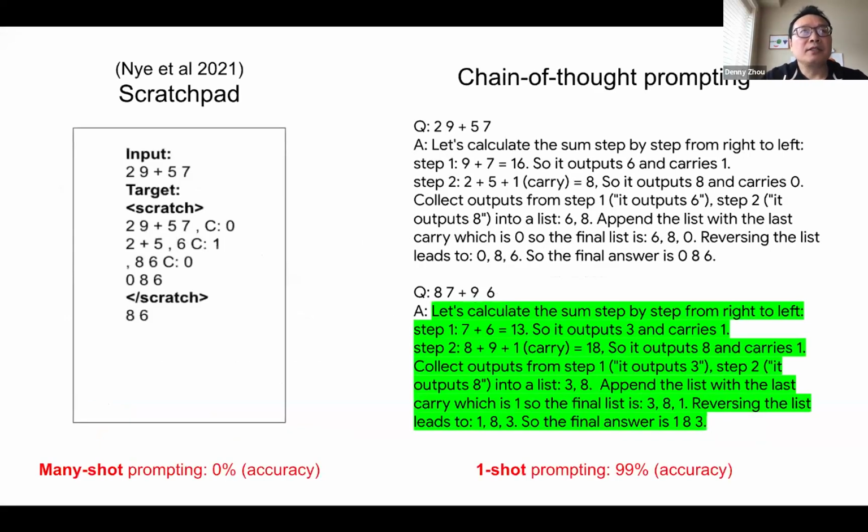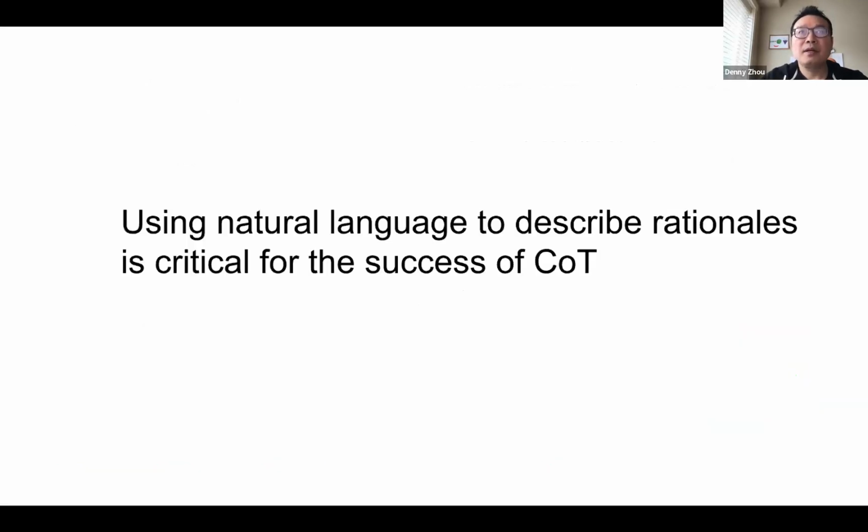Another similar work is Scratchpad. They propose a task, the addition of two numbers, and they showed great results on fine-tuning, but the prompting accuracy is 0. If we use chain of thought prompting, we just need one example and get 100% accuracy. We just follow the natural language rationale by DeepMind. So we can see that using natural language to describe rationales is critical for the success of CoT.